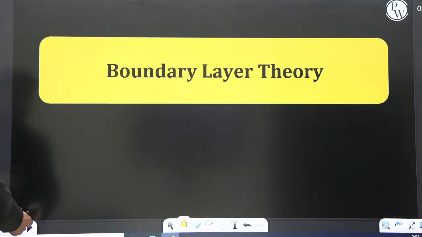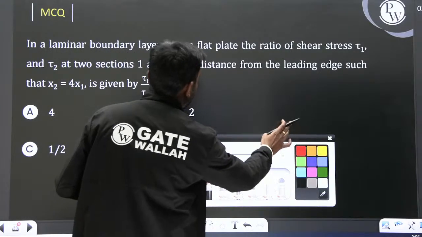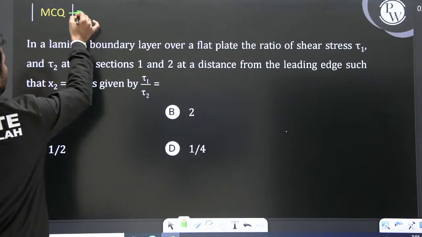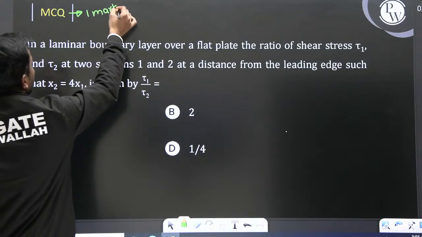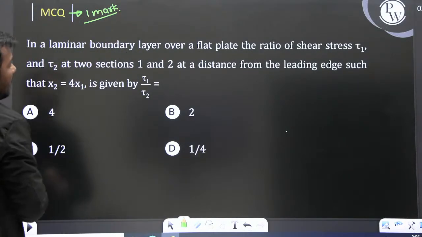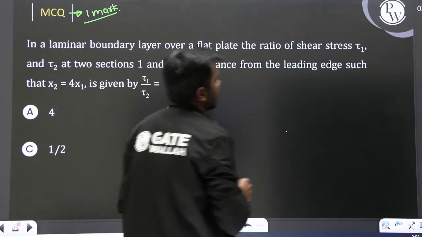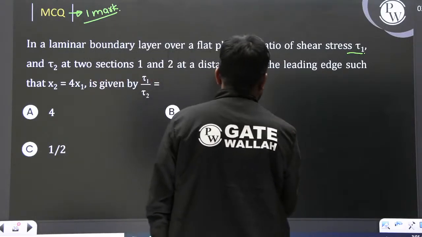So the next question is from boundary layer theory, and that is MCQ type of question. And one of the previous questions from boundary layer theory, that is 1 mark. What they are saying: in a laminar boundary layer over a flat plate, the ratio of shear stresses tau 1 and tau 2 at two sections, okay.